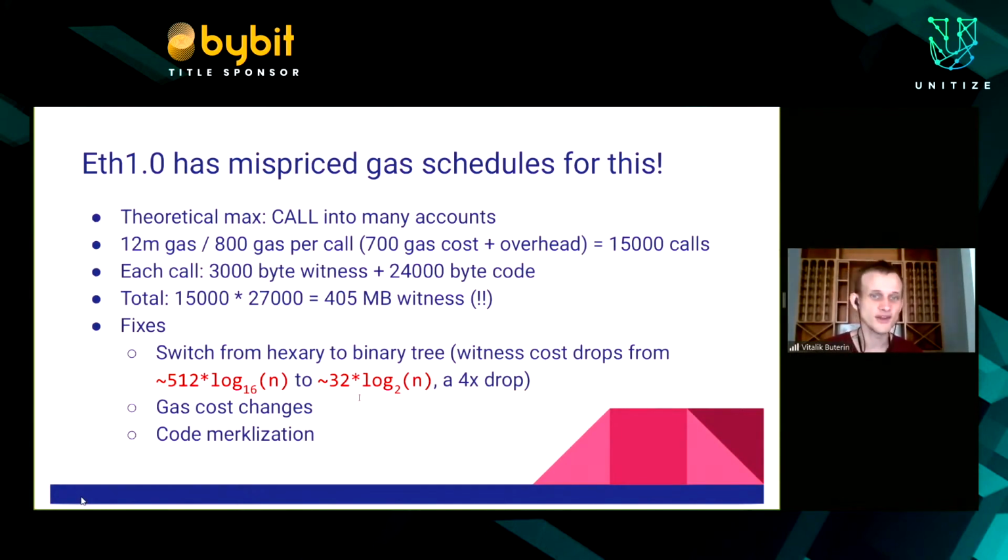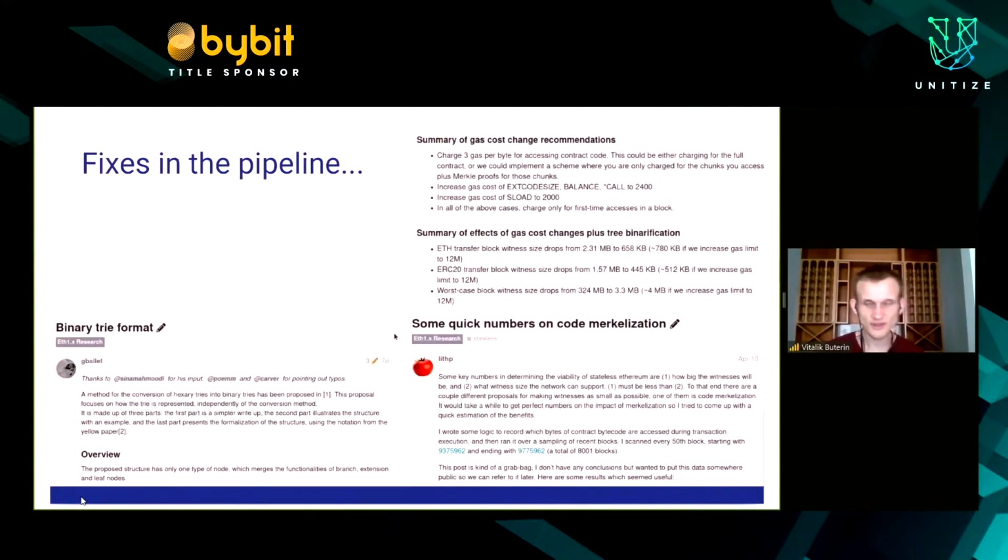So there's a bunch of changes to this. One of the important ones is code Merkleization. So we store the code as a Merkle tree instead of just this big chunk. Changes to call gas costs, since a call needs to be more expensive than 800 gas, and switching from a hexagonal tree to a binary tree. And so we can get to a situation where the worst case witness size is going to be a couple of megabytes.